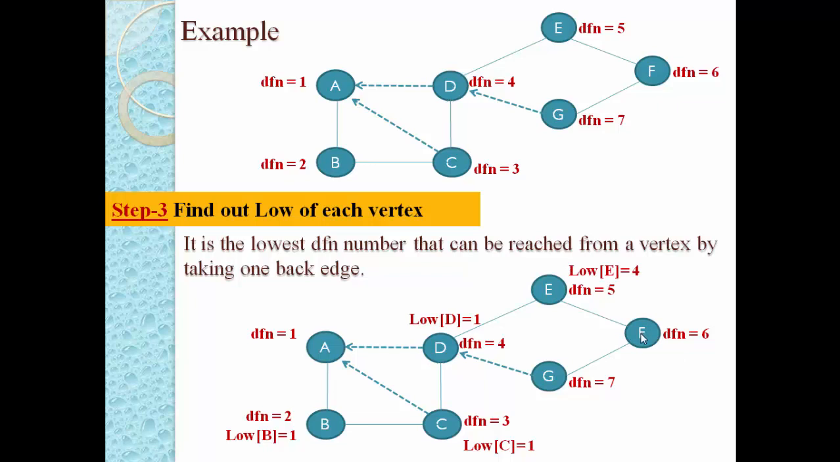So for F, we can move from F to G and G to D, then the DFN number of D is equal to 4. So the low of F is equal to 4. And G to D, that is one back edge, so we can say that the low of G is equal to 4. So in this way we can find low of each and every node.